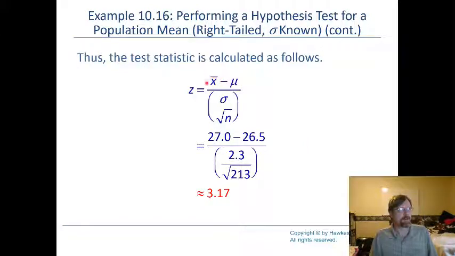Sample mean minus population mean, or in this case presumed population mean, over the population standard deviation and sample size. And we get a 3.17. Okay.